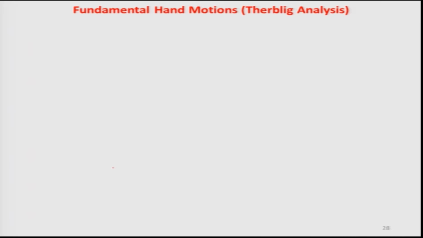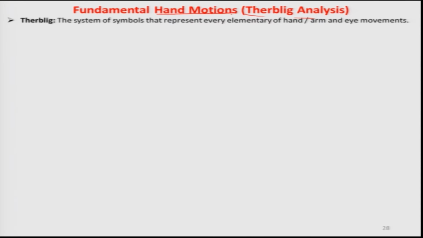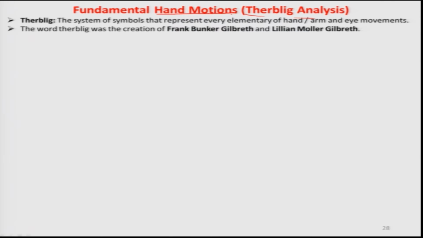So, I will explain the method of Therbligs first. Fundamental hand motion, that is, Therblig analysis, is also called hand motion. It is a system of symbols that represent every elementary hand, arm and eye movement. The word Therblig was first proposed by Frank Bunker Gilbreth and Lillian Moller Gilbreth. In respect of those people, these hand motions are known as Therbligs.